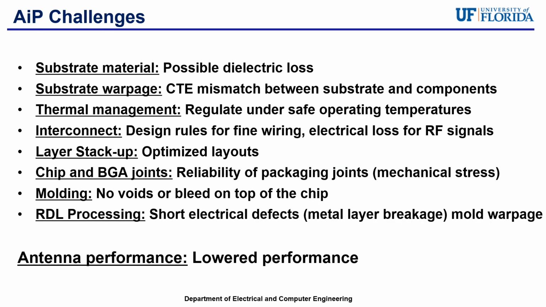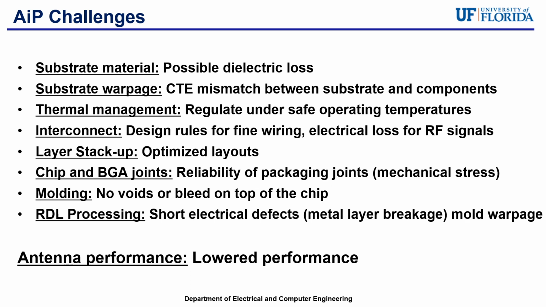Although antenna in package technology can have many advantages over traditional antennas, a lot of challenges arise with it as well. The substrate material in AiPs can often have dielectric loss, and the substrate itself can also often have warpage. This is typically due to poor thermal management, because of a coefficient of thermal expansion mismatch between the substrate and components. This can cause delamination of the substrate and the IC. With poor thermal management, if it's not regulated properly, then the product may not safely operate at the temperature, which can cause a lot of defects.